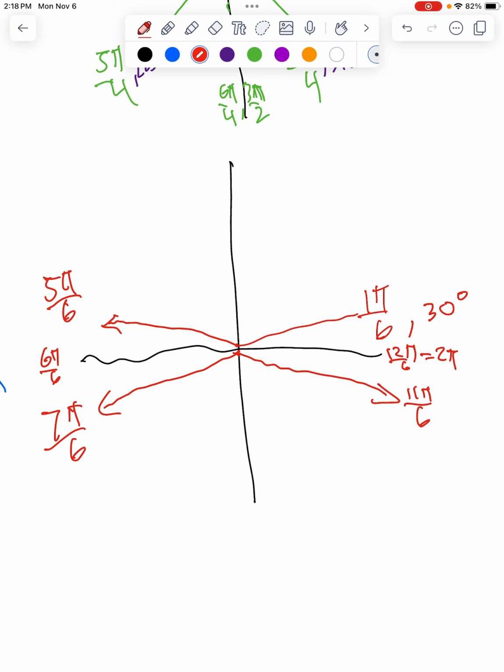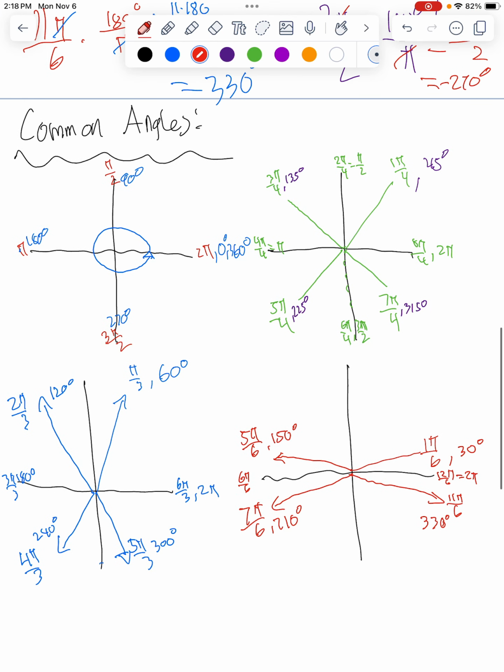Let's add some degree measures. So 30 degrees, we know. 150 degrees right here. Just over half is 210 degrees. And just before a full rotation is 330 degrees. So just some very common angles that you're definitely going to see throughout your work here.